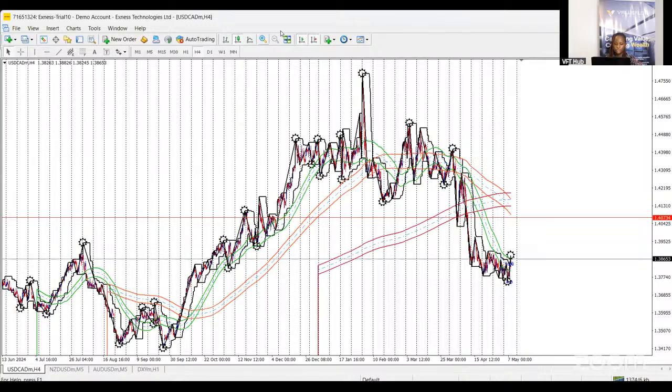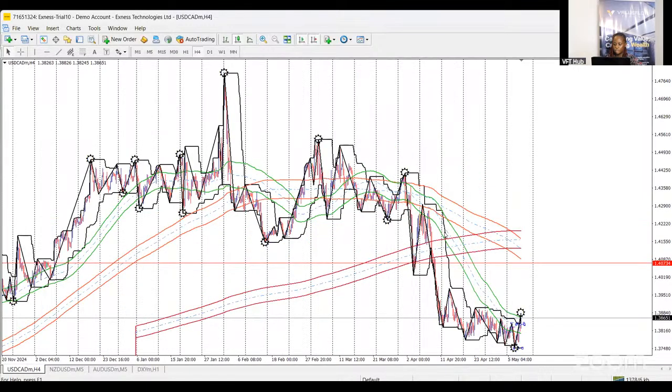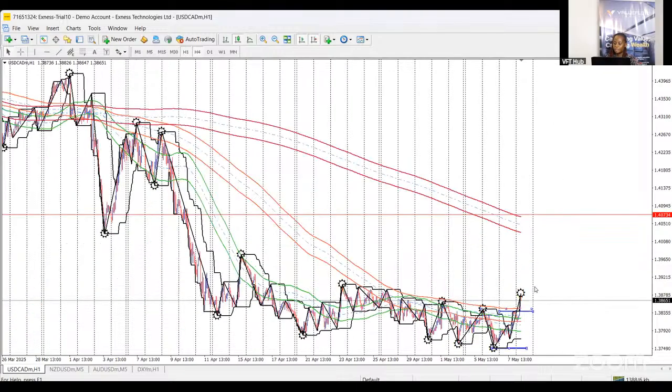USD CAD H4. What are we seeing? H4 selling, selling, selling. We're expecting price to retrace as of Tuesday, right? You can see that all our markups are still very much on the chart. So we're expecting price to retrace, come back to the upside, buy back up.